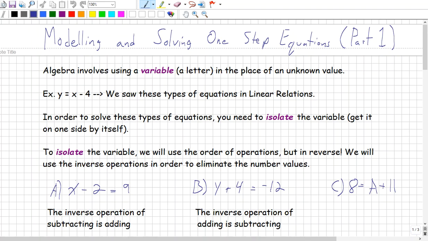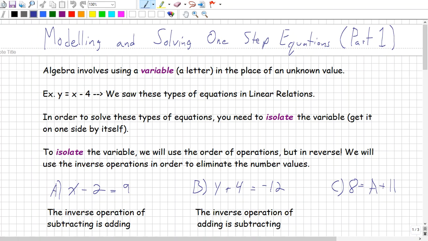Algebra involves using a variable, which we use a letter to represent, in the place of an unknown value. For example, y equals x minus 4. We did see these types of equations when we were dealing with linear relations, and we can understand that x is the variable, y is also a variable, and those two variables represent unknown values.